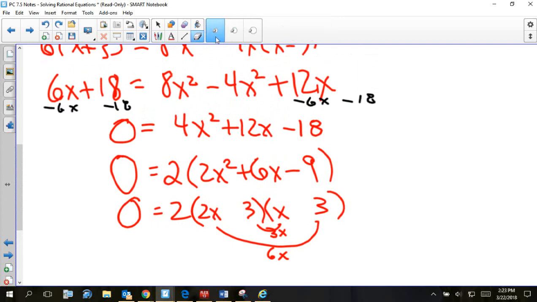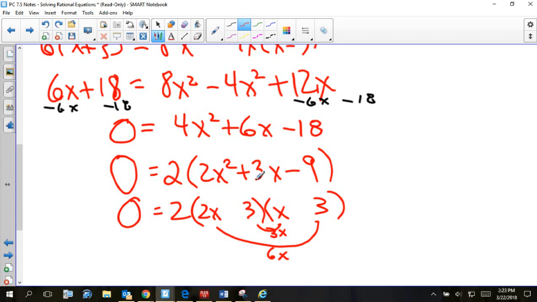You all didn't stop me. I messed up. When I subtracted 6x here, I didn't write 6x. That should be pretty. There we go. Did you see what I messed up on? Sorry about that. 6x should be here and then 3x.